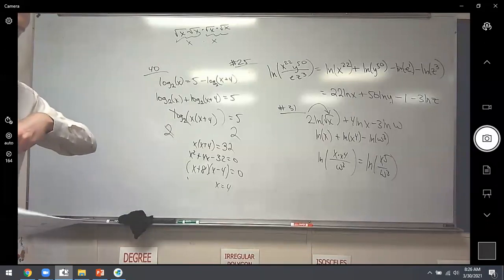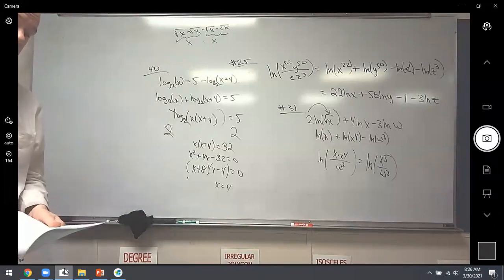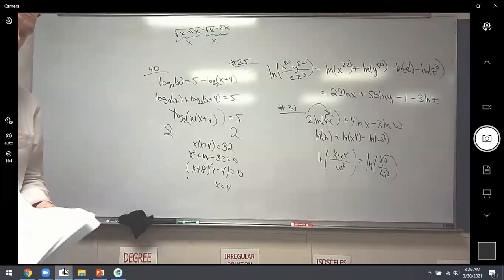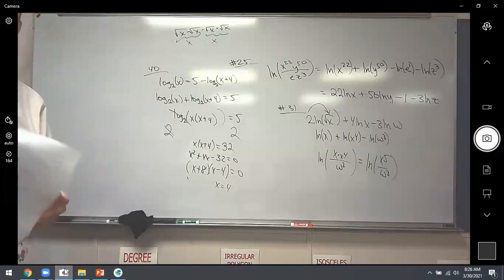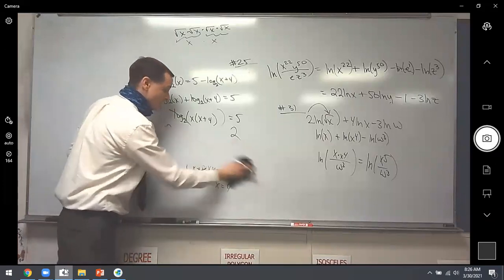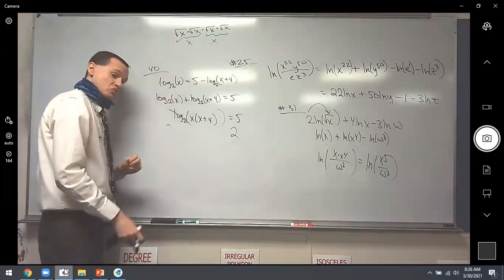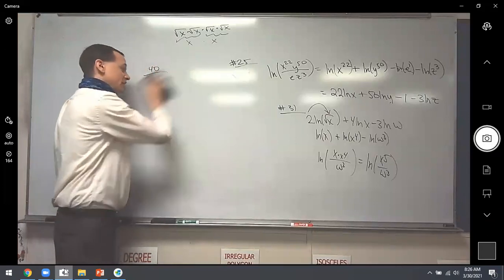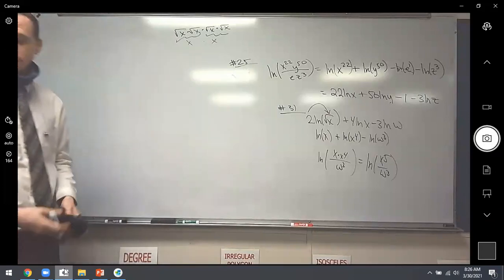Which one? 36. It would be natural log squared. 36 has a natural log of a natural log, but how do you undo any natural log? So guess what? You're going to use an e twice. Yeah, you're going to do an e to the something. You're going to clean it up, and then you're going to do e to something again.